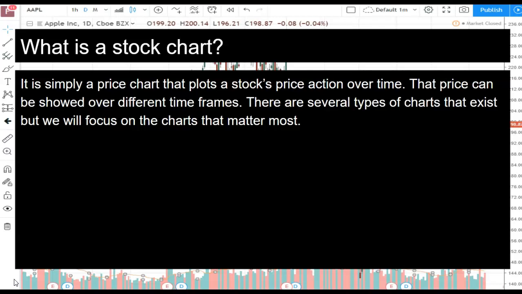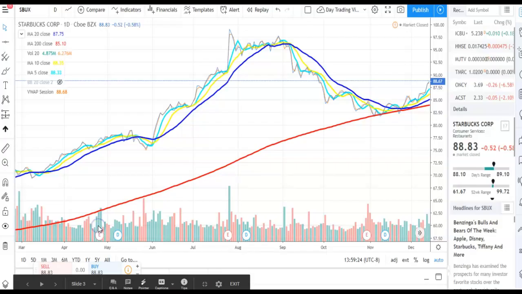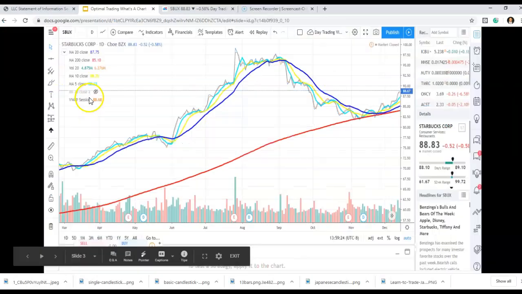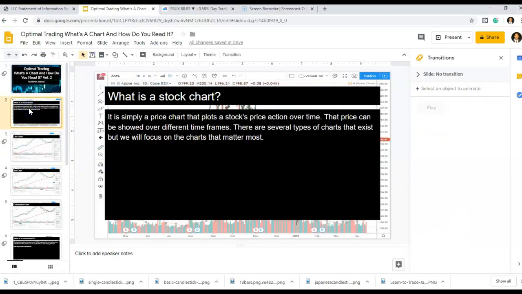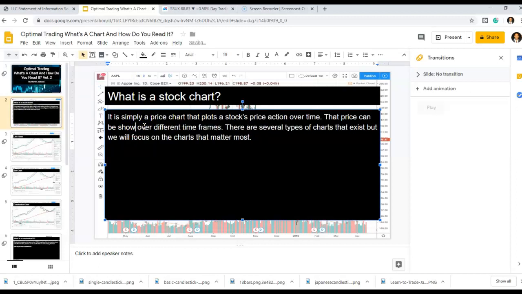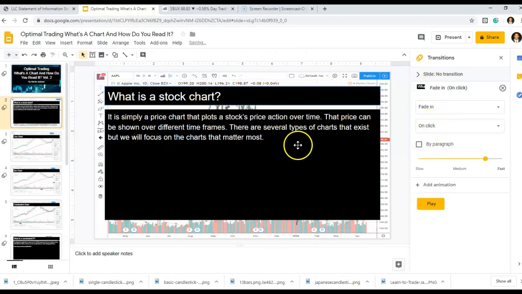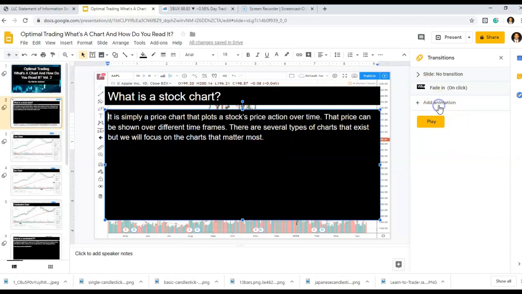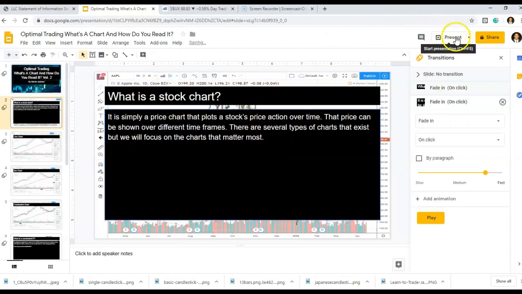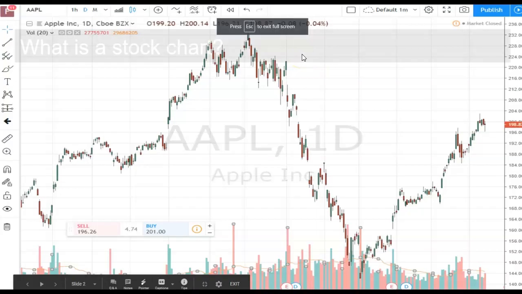It can be shown over different time frames, which we're going to talk about. Okay, there are several types of charts that exist. I wanted to actually put in animation. I apologize, but sometimes I notice things on the fly, and hey, we're going to get it right then and there. All right. Let me go back to present. There we go. Now it comes in like I want.